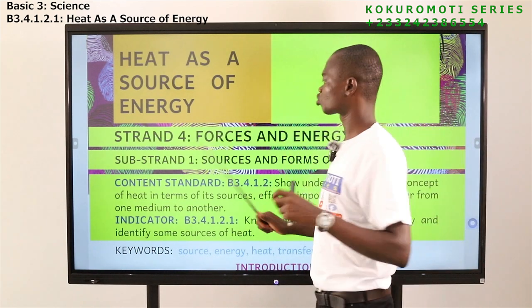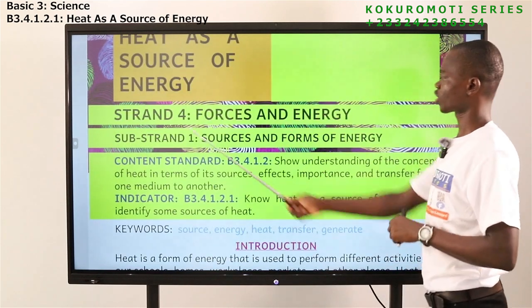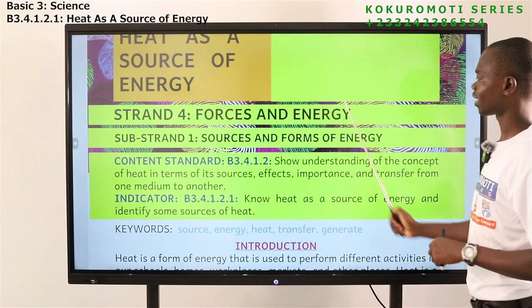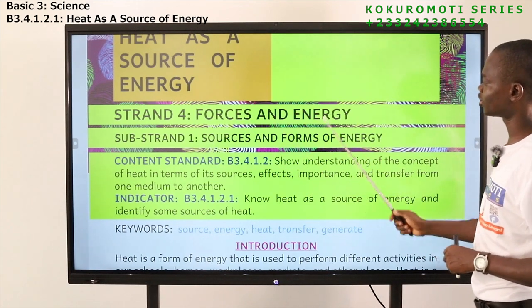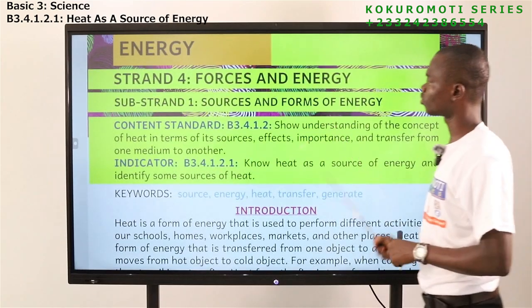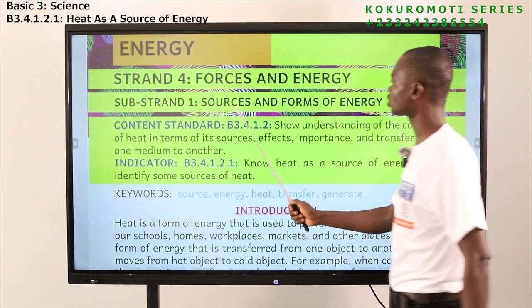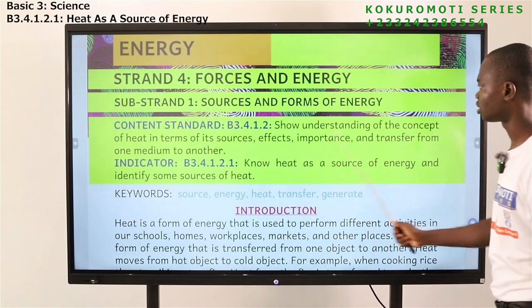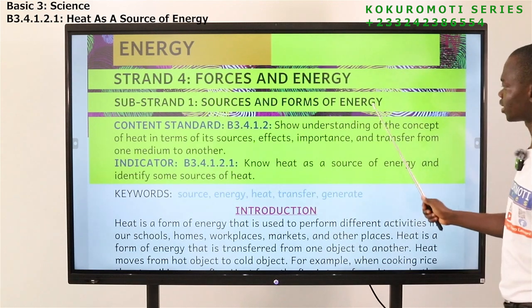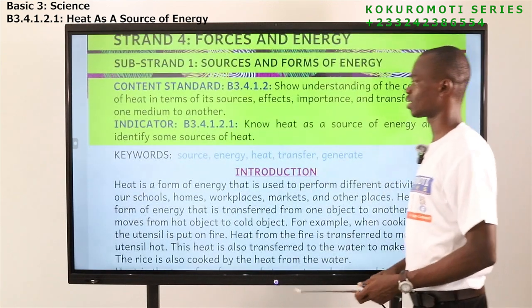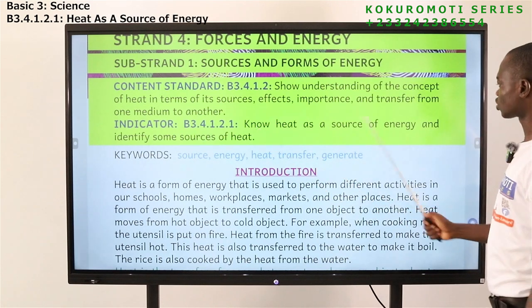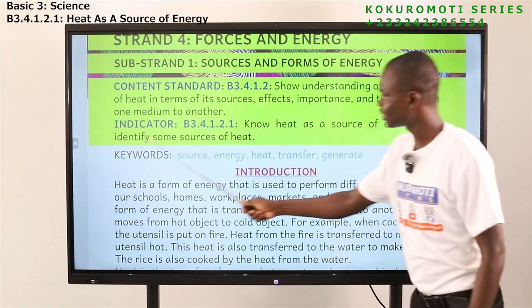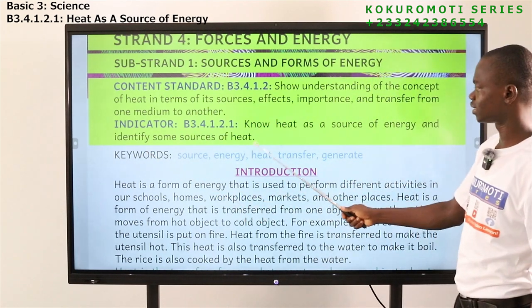We are looking at strand 4. Strand 4, forces and energy. So under strand 4, we have substrand 1, that is sources and forms of energy. Let's look at the indicator. Note heat as a source of energy and identify some sources of heat.